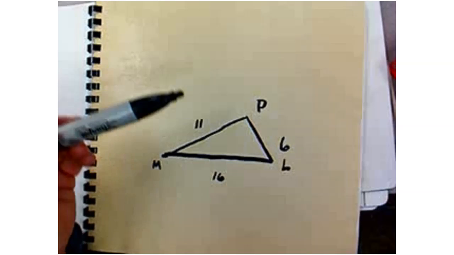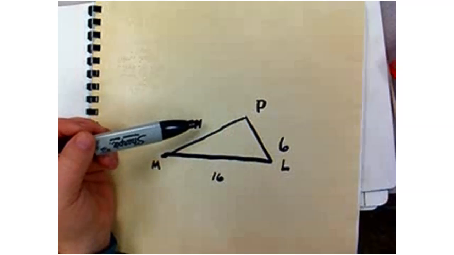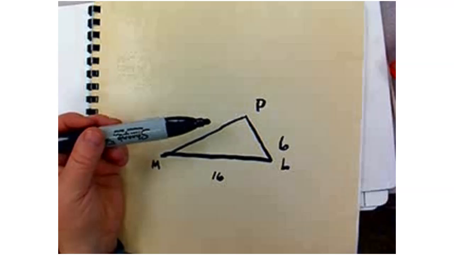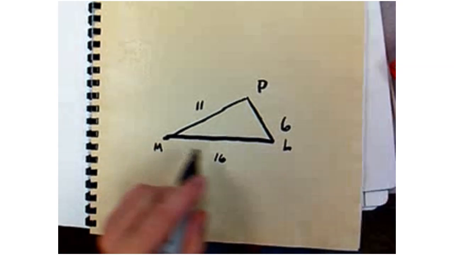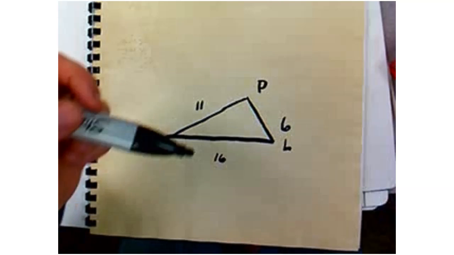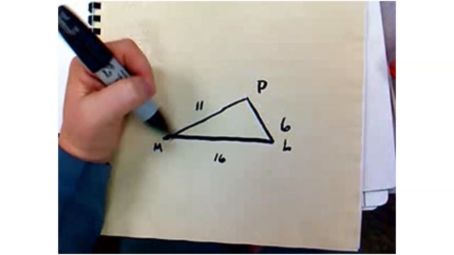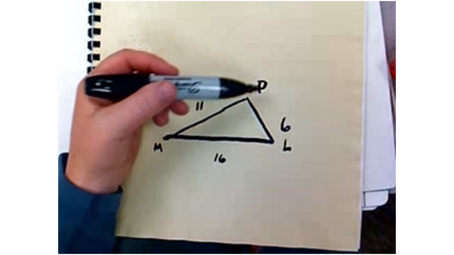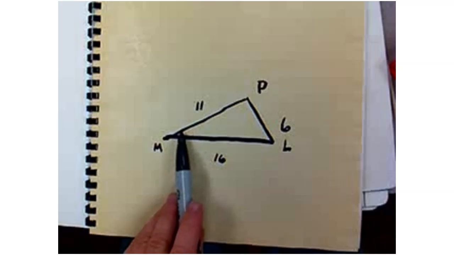And then using the words of the theorem, if the measures of three sides of a triangle are unequal, these are all unequal, aren't they? 11, 6, and 16. It's a scalene triangle. Then the measures of the angles opposite these sides are unequal in the same order. So if ML is the largest side at 16, the angle opposite is P. That's the largest angle. M to P is 11 units, so the angle opposite that side is L. That's the middle angle. And then PL is 6, and the angle opposite that is at vertex M, angle M, and that's the smallest angle.